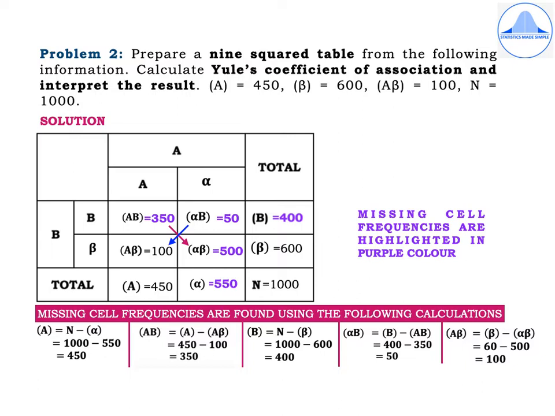So under solution, form the 2 by 2 contingency table correctly, and in the table the given values are written in black color. The missing cell frequencies are found and the calculations are shown below the table and are written in the 2 by 2 contingency table in purple color. So you see that AB is equal to 350, alpha B is equal to 50, B is equal to 400, alpha beta is equal to 500 and alpha is equal to 550.